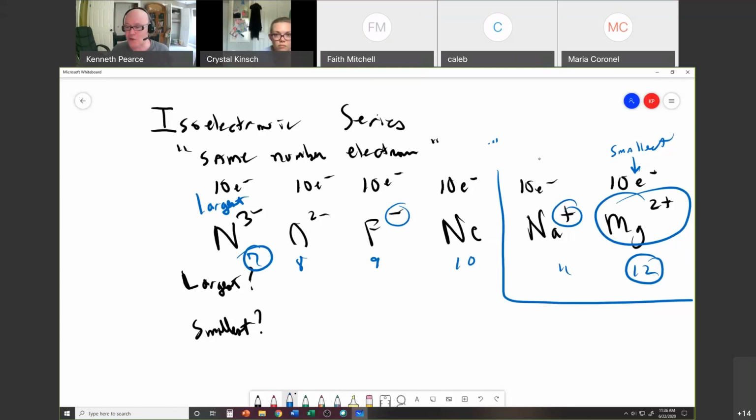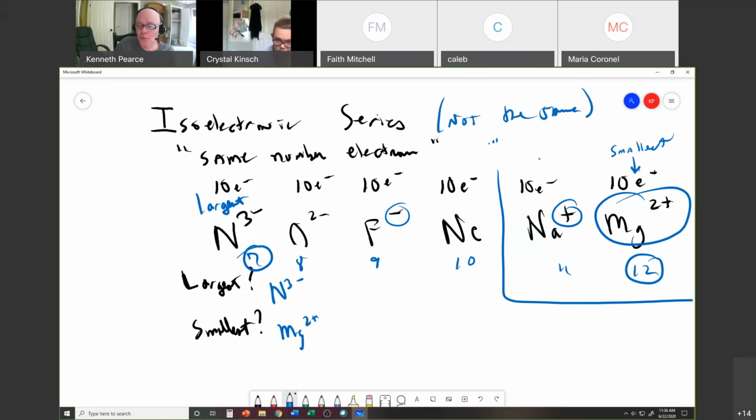The row is a human construction. It's what we put together. Nature says, you've got 10 electrons and 12 protons, you're going to be sucked in more than someone who has 10 electrons and 7 protons. So the largest in this case would be the N3 minus, and the smallest would be the magnesium 2 plus. Okay, so don't get these two confused. Isoelectronic is not the same.